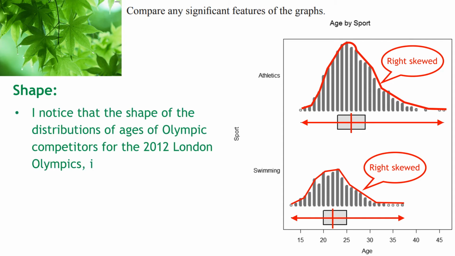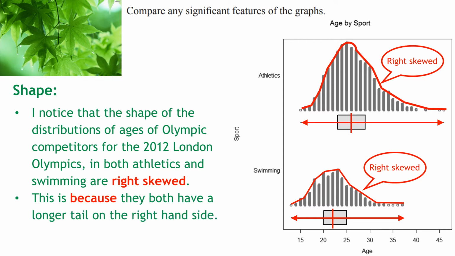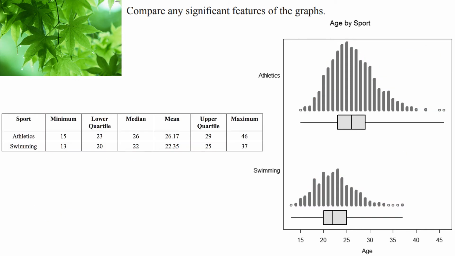So we're going to write ourselves a little sentence. We notice the shape of the distribution of ages, all in context, of Olympic competitors in both athletics and swimming are right skewed. Make sure you justify it. First of all, notice, then justify it. It's because they've both got a longer tail on the right hand side. Or you can talk about the data being more compact on the left hand side and more spread out on the right. There are a number of different ways that you could word that.